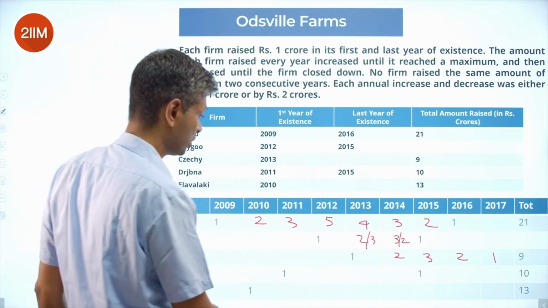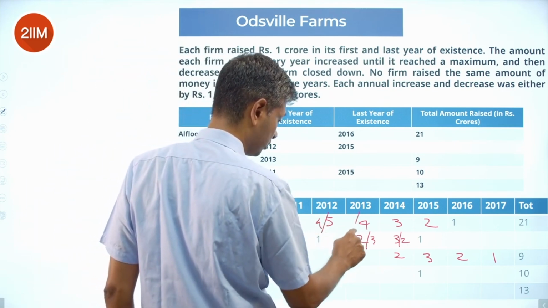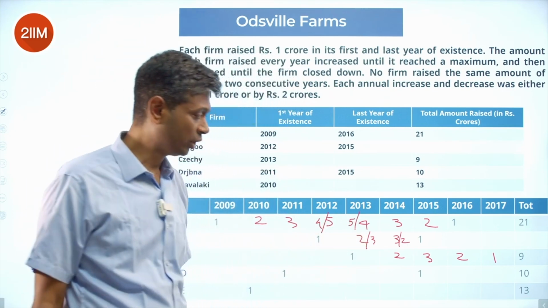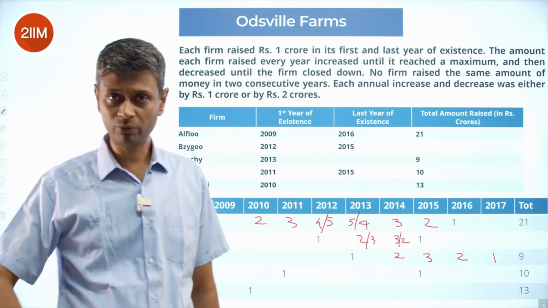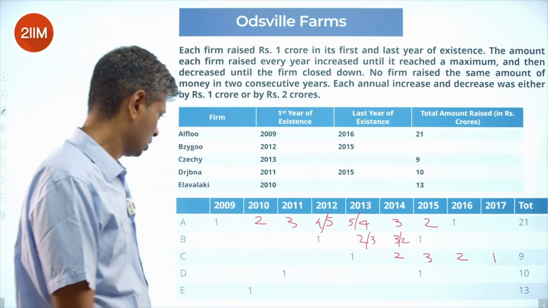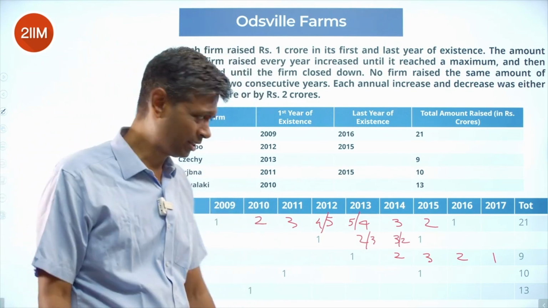I have to make this very robust. It is 4/5 and 5/4. 1, 2, 3, 1, 2, 3, 5/4, 4/5. 4 or 5, 5 or 4. So 3 things we've got nearly completely.